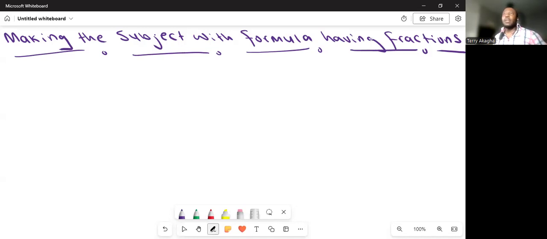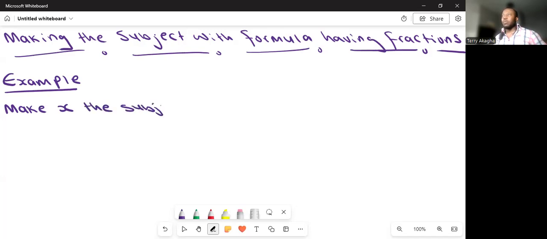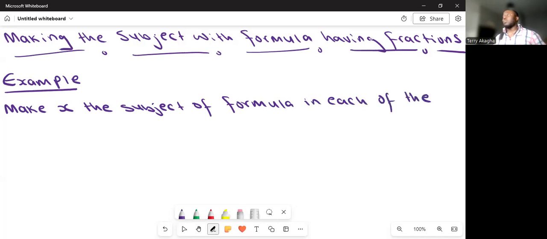All right, so I'm going to go straight and pick some examples here and play around with this so that we can solve some questions. Similar to the last video, we need to make x the subject of the formula in each of the following cases. Okay, so we're told to make x the subject of the formula.